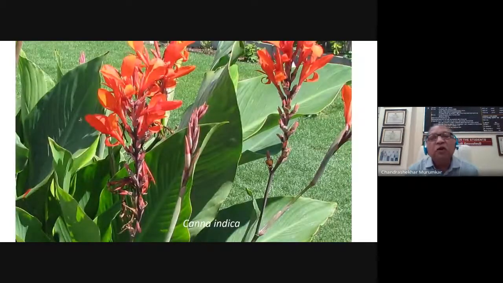Now the Cana is very common to you. You can see the structure. The two components.